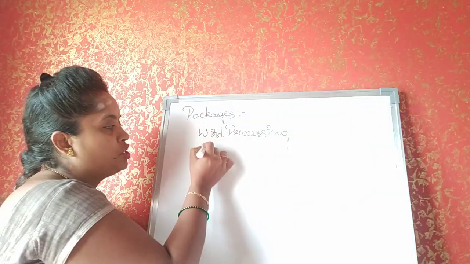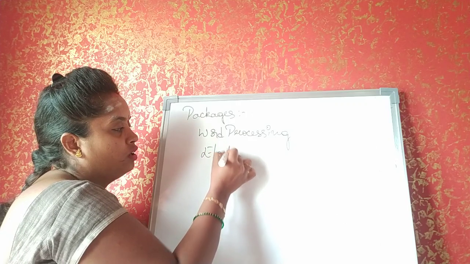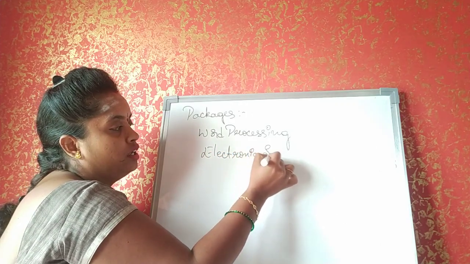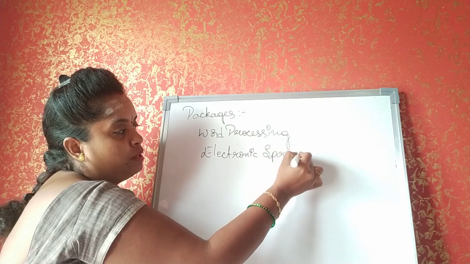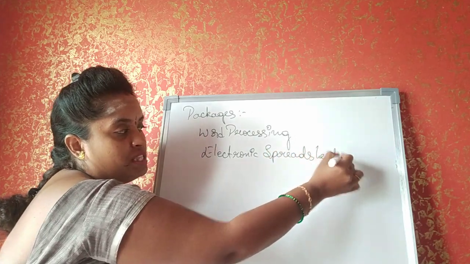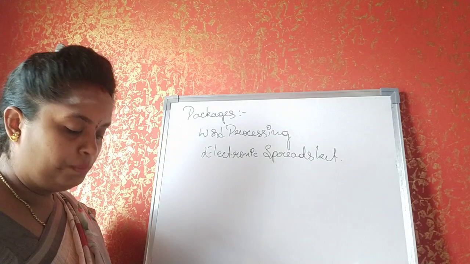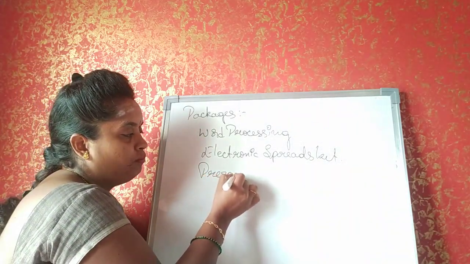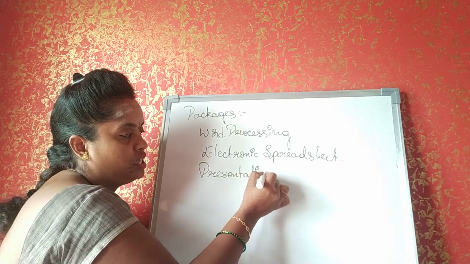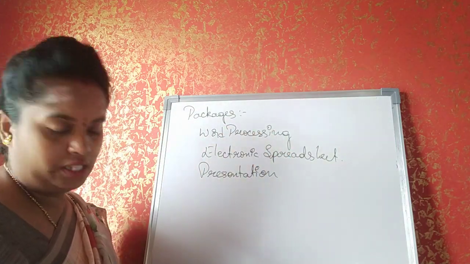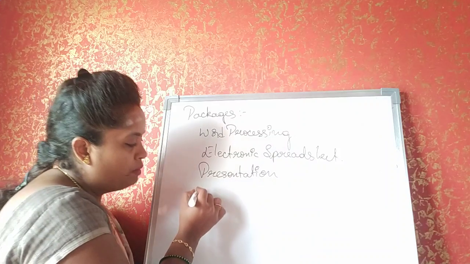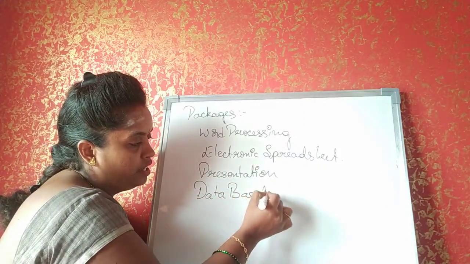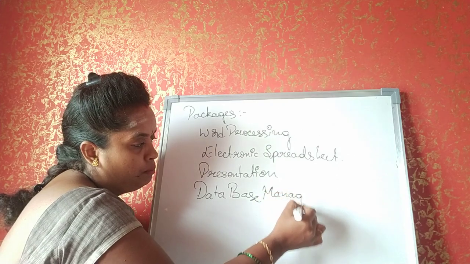Next one is electronic spreadsheet. It contains rows and columns. That's nothing but your MS Excel. Then presentation graphics, that's your PowerPoint presentation. Next one is DBMS, or you call it database management.